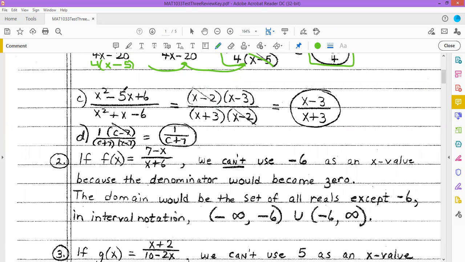Now in the next example, you see the trinomial x squared minus 5x plus 6 in the numerator, and in the denominator x squared plus x minus 6. We'll factor both of those trinomials. So our x squared, we factor using x, and we factor 6 using minus 2 and minus 3. With our trinomial in the denominator, we factored x squared using x, and we factored the minus 6 using a positive 3 and a minus 2.